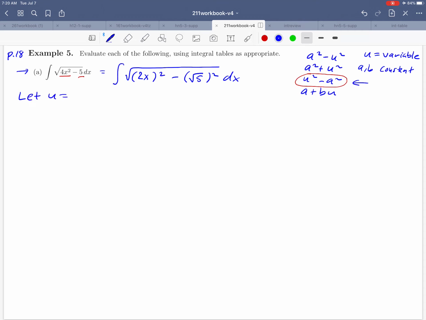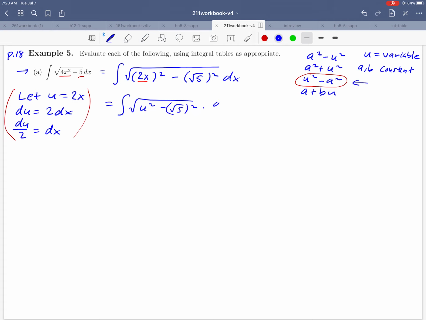Well, let's let u be the 2x that we have in here. That's the inside of a function, so it's a natural choice. If we make that choice, then the derivative of u is going to be 2. We'll stick a dx on the end of it. And solving for the dx, we get du over 2 equals dx. Let's put this aside. If we rewrite our integral, making the substitution, we get u squared minus the square root of 5 squared, and dx becomes du over 2. We can take that over 2 and bring it to the outside of the integral.